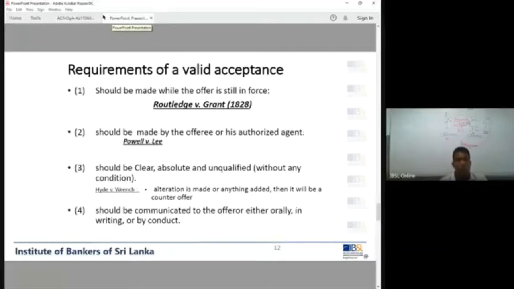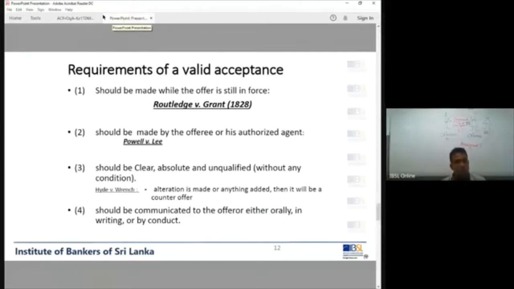Oh, okay. The third one says it should be clear, absolute, and unqualified. That is the one you need to explain, right? Yes, sir. Okay, right. I will explain now. When the offeror is making an offer, the offeree has to accept the offer to create an agreement. When the offeree is making the acceptance, it should have some qualities, some characters.